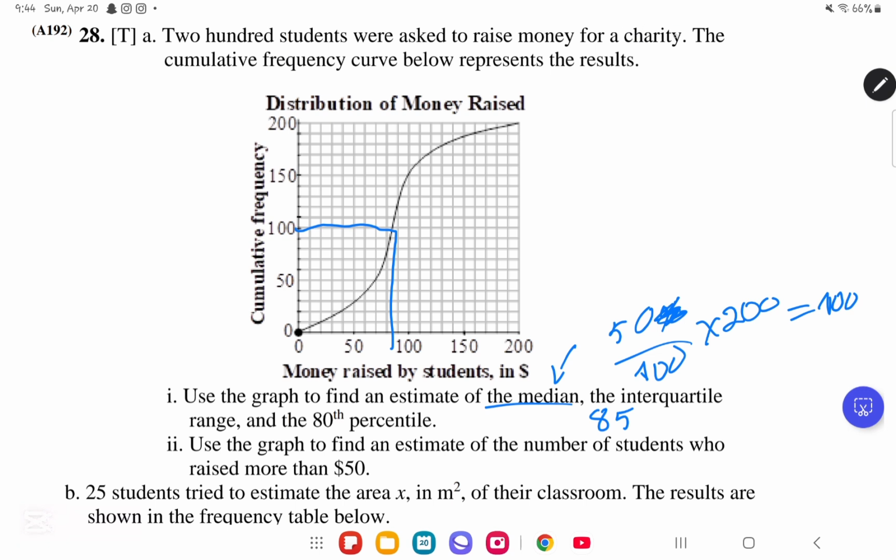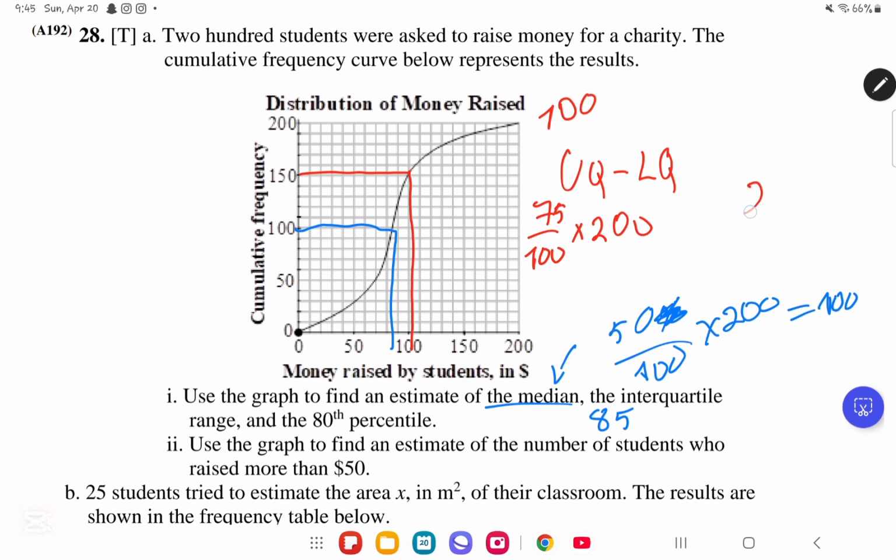Then the interquartile range. What is the interquartile range? It is the upper quartile minus the lower quartile. The upper quartile is 75%, so it's going to be 75 over 100 times 200, and you're going to get 150. At 150, you will have the point to be 100. And then the lower quartile, it's 25 over 100 times 200.